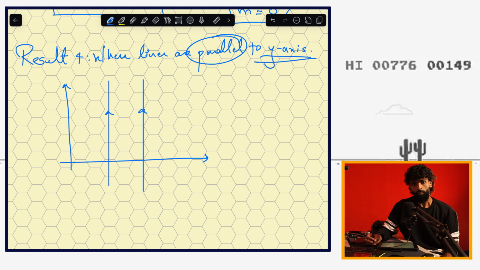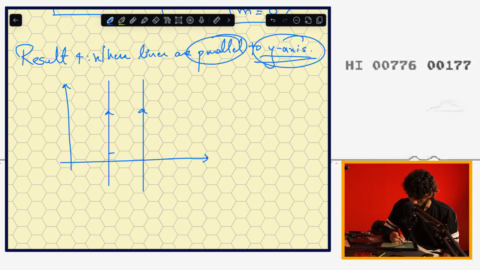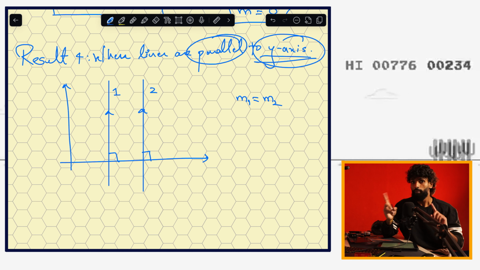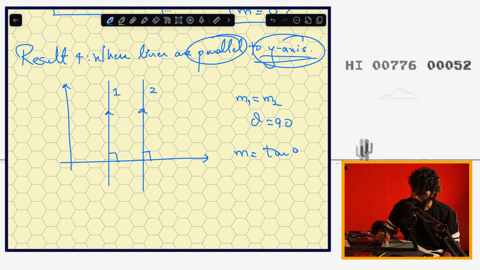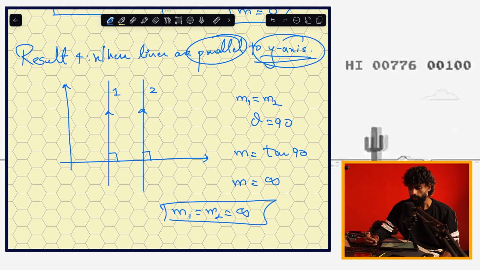Lovely. See guys, common sense: it is parallel to the y-axis, but if you think in terms of the x-axis, don't you think both of them are perpendicular to it? Which means if I consider this to be line 1 and line 2, the angles are the same. m1 will be equal to m2. Done. Because they are parallel to the y-axis, the angle between them is also the same. Theta equals 90. So m will be equal to tan 90. Tan 90 is nothing but infinity or not defined. So m1 equals m2 equals infinity. So in simple language, even when a set of lines are parallel to the y-axis, the value of the slopes is not defined.